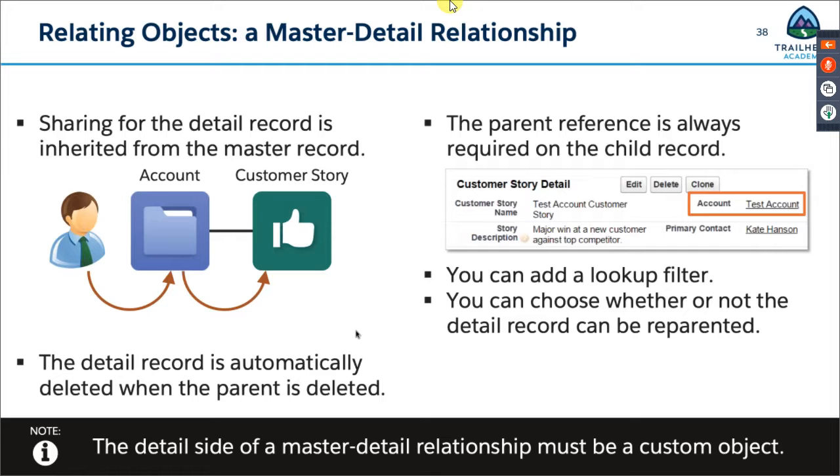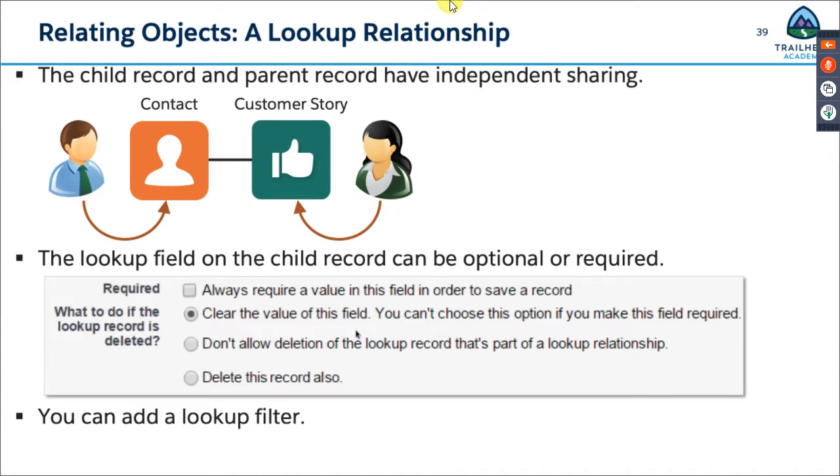Now let's move on to a lookup relationship, where the object customer story, which is the child in a contact customer story lookup relationship, will have its own object and field level security, just like in the master detail, but the record access is independent from the record access to the contact. So it is very possible that you could see a contact without seeing the customer story, or vice versa, or see both, or see none. It's totally independent.